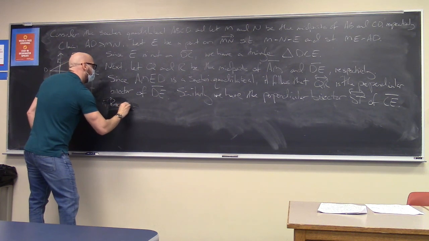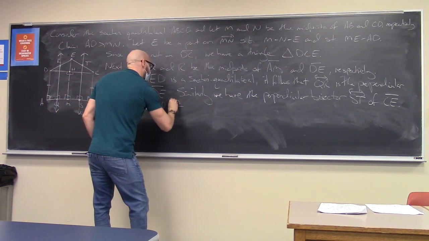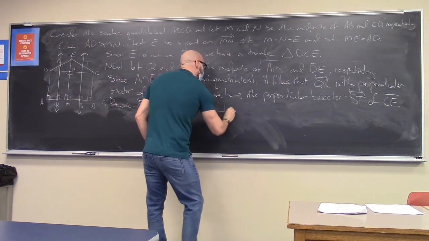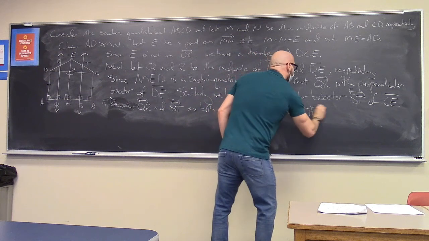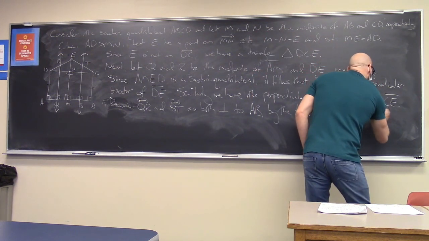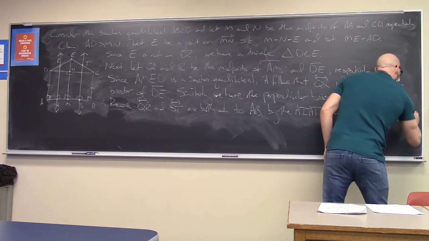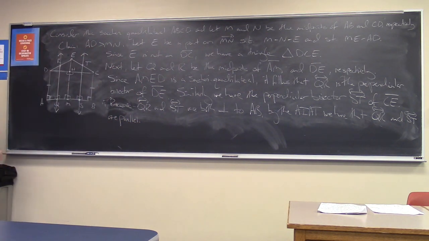Let's say because QR and ST are both perpendicular to AB, by the alternate interior angle theorem, we have that QR and ST are parallel. And this is a contradiction.